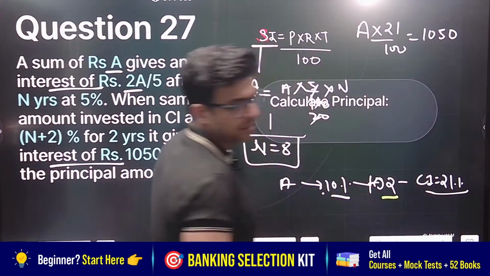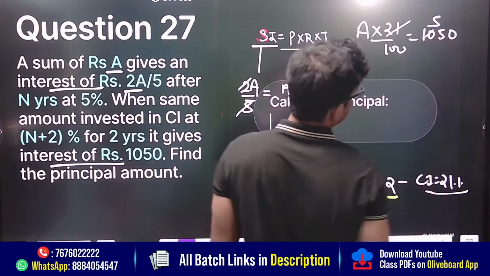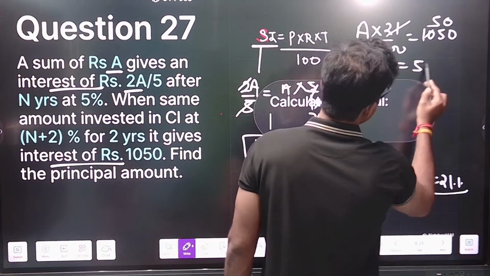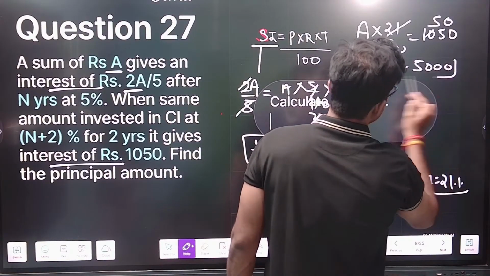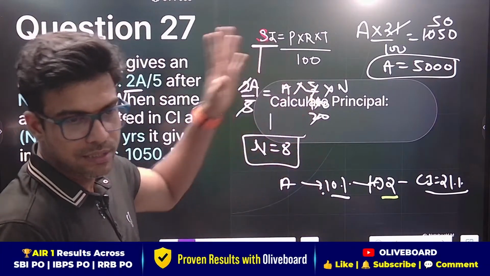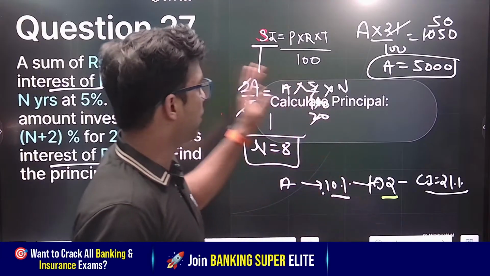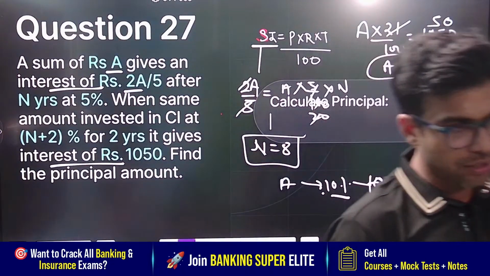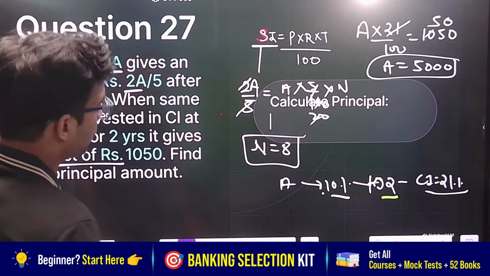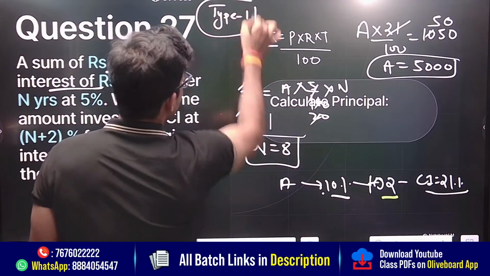1050. Is it clear, everybody? This is basically 21 into 50 times, not 5 times. So the value of A is basically 5000. They're asking, find the principal. So the principal is basically 5000. Have you got this? Please comment that everyone understood how we figured out the value of N, then how we figured out the amount. This is type 1, everybody. Please note it down.